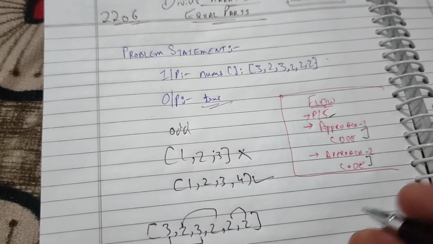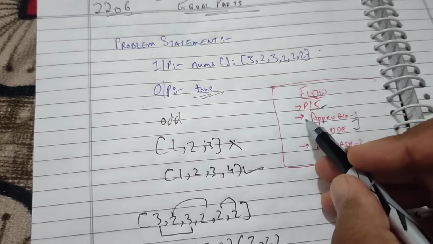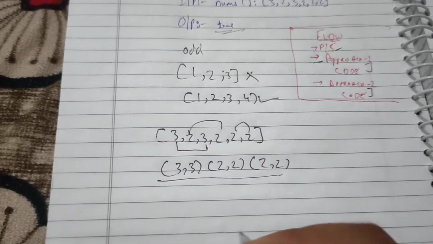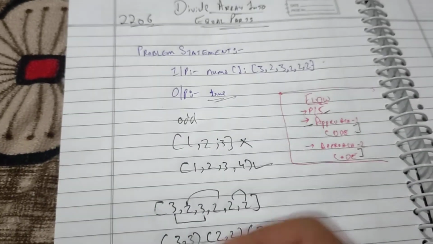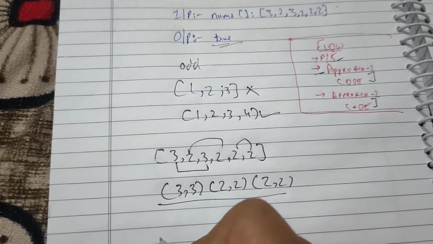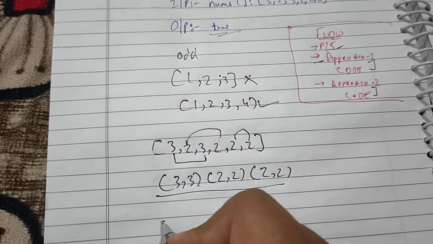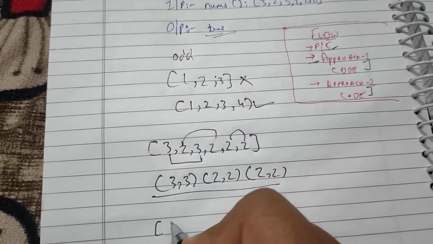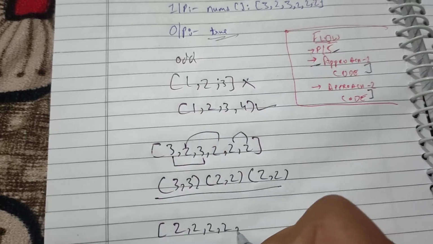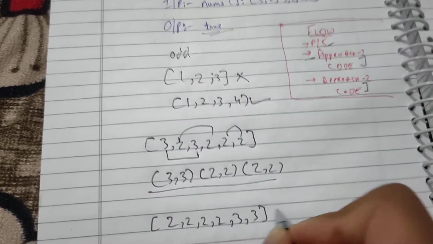First of all, the basic idea that came to my mind in approach 1 is this: we're going to sort this array. If I sort this array, what will it become? It will become something like 2 2 2 2, then 3 3.